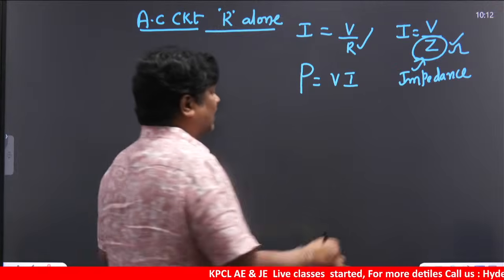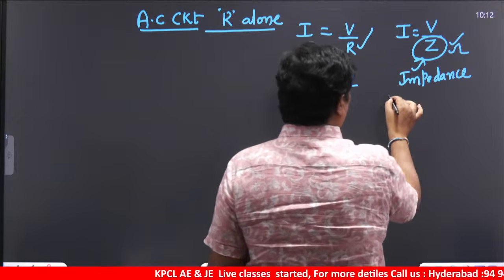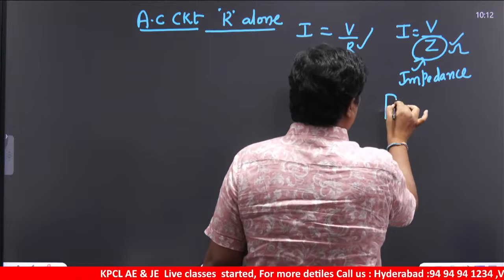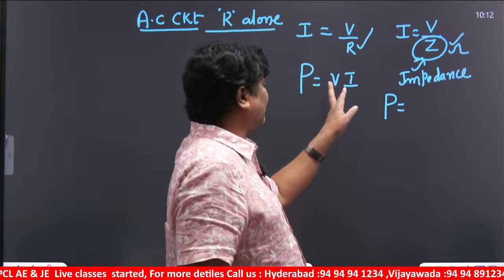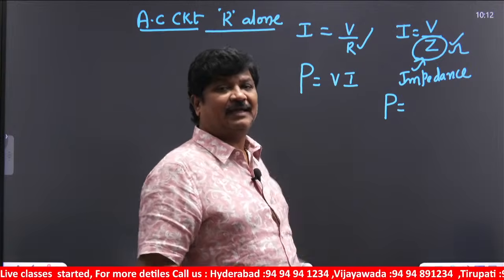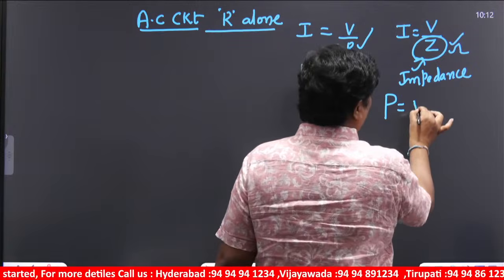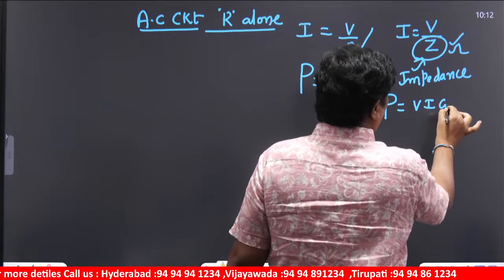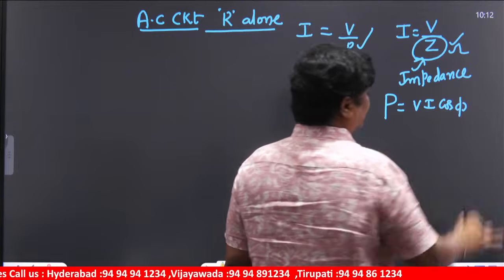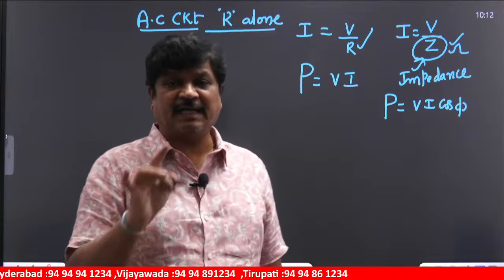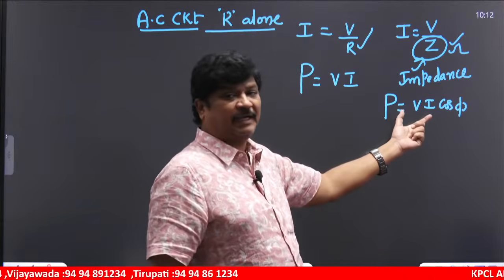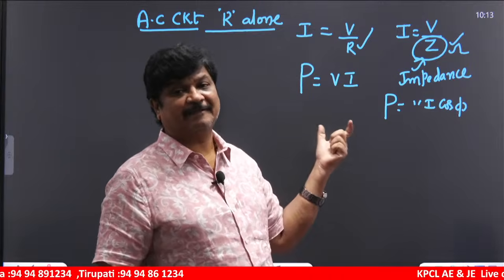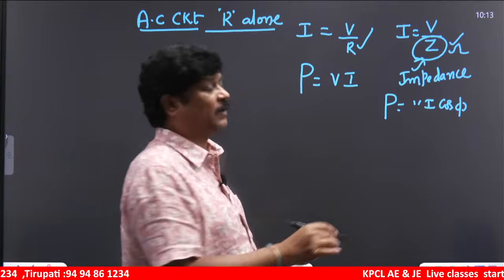Now, coming to AC circuits, if you want to write the power formula, it is not only VI, it is VI cos phi. Whenever you are talking about AC circuits, the power is nothing but VI cos phi. It is not VI. That is the most important point.